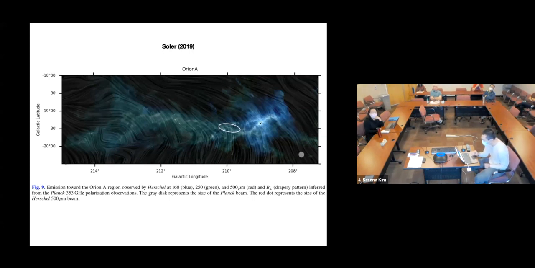Recently with the Planck and Herschel, we also know from the polarization the plane of the sky. So the source of the field can be many. It could be the large scale field inherited, or it could be a dynamo from locally. So with this polarization map, we know the plane of the sky field direction.